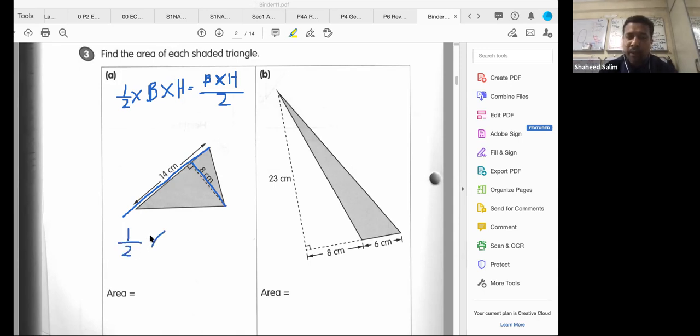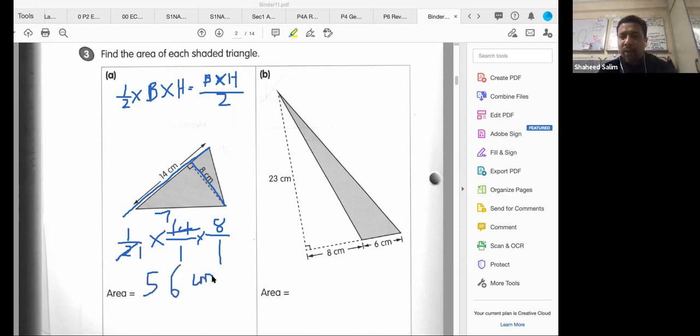Half times what is the base? 14. And what is the height? 8. Now, these numbers are on the top. We can reduce it. Divide by 2, you get 1. Divide by 2, you get 7. Don't go double divide. Just one number is enough. 7 times 8, 56.